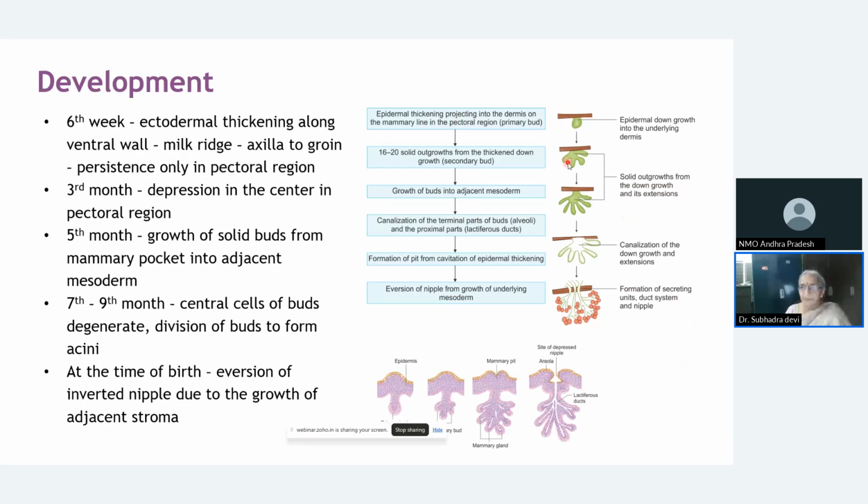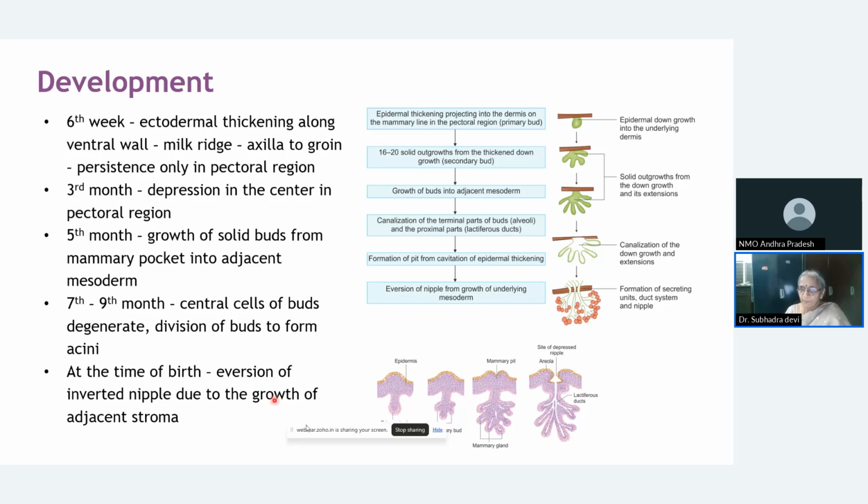That is the primary part, which shows multiplication. The extensions are called the secondary part, and they go into the adjacent mesoderm. In the 3rd month, a depression will start in the center in the pectoral region. Then in the 5th month, solid buds extend. The central buds degenerate and canalize the duct system. Then the terminal secreting units, duct system and nipple are formed.